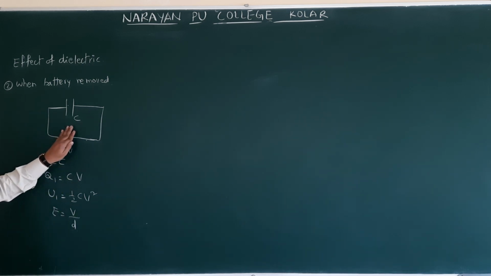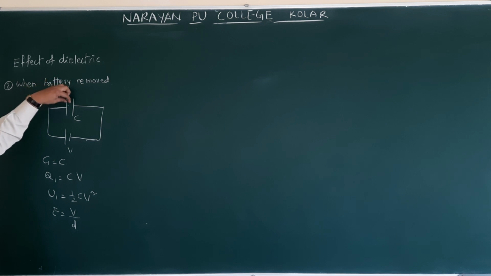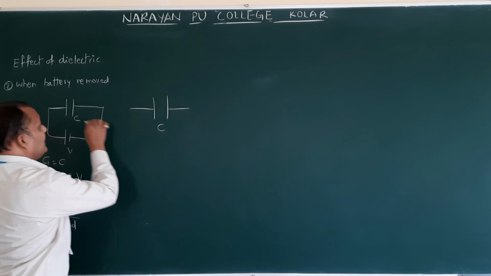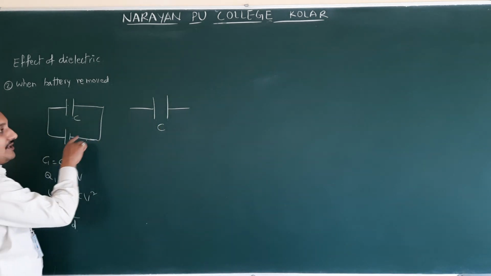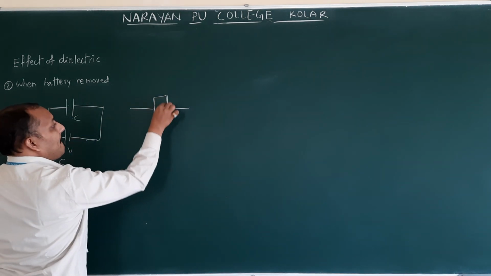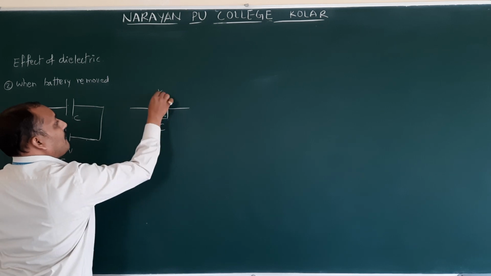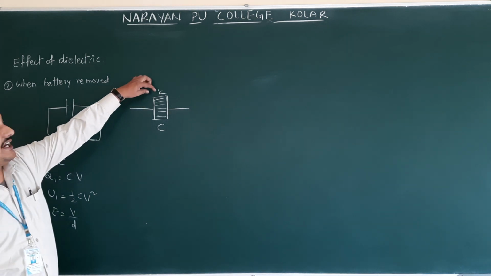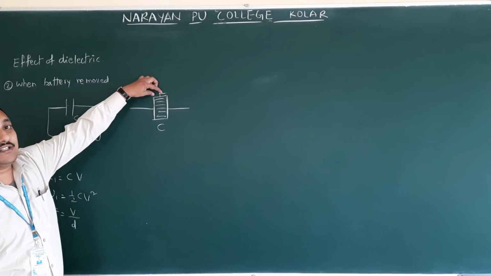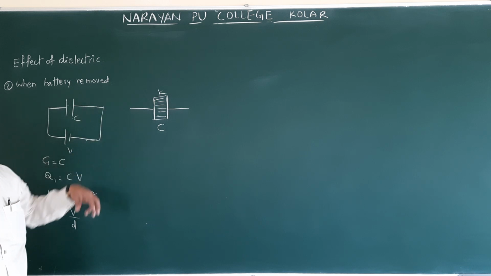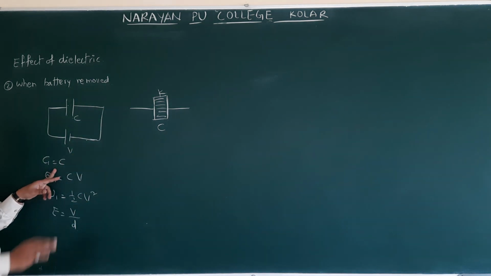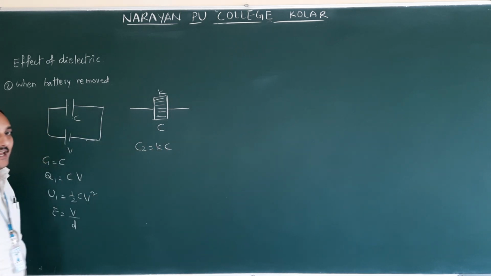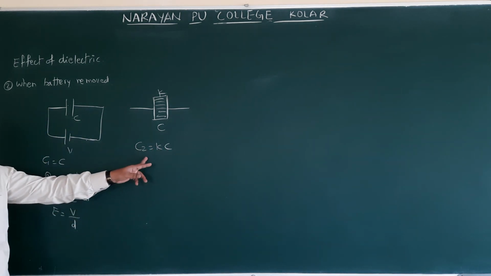Now we are going to remove this battery and introduce a dielectric. Same capacitor, we remove the battery and introduce a dielectric of constant K. Whenever we introduce a dielectric constant K between the two plates of the capacitor, what will happen to the capacitance? The capacitance will increase K times. Then C2 is equal to KC.